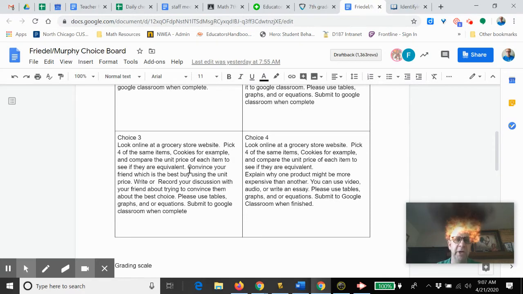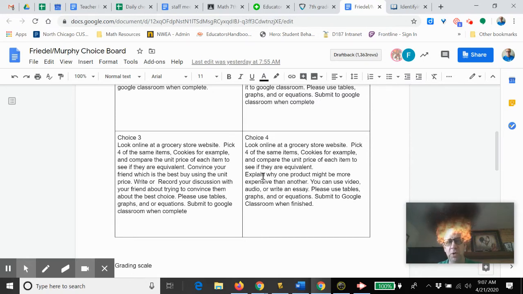Three, you're working with a friend. You're going to convince your friend which is the best buy. You can write it down or record your discussion with your friend and convince them about the best price. You have to use math to convince them. You can't just say these are better cookies.